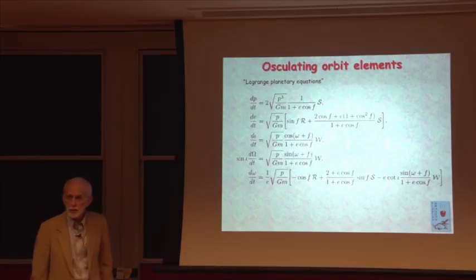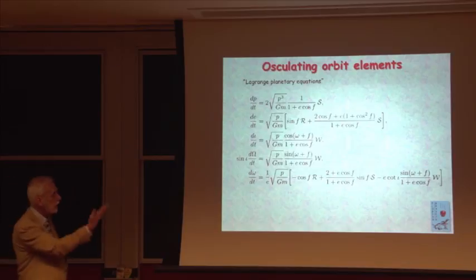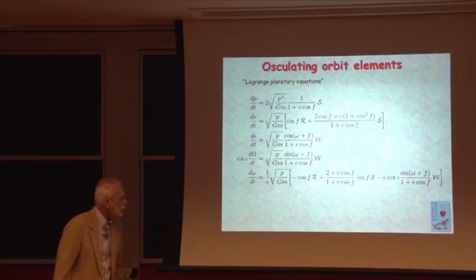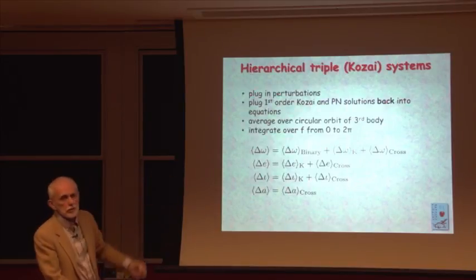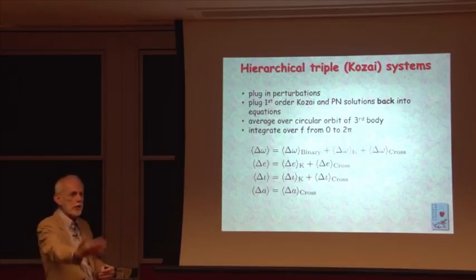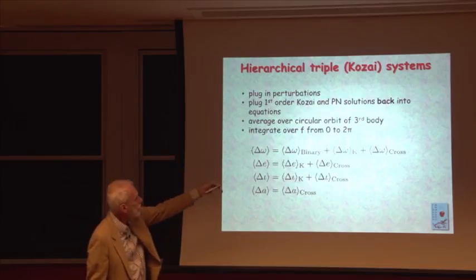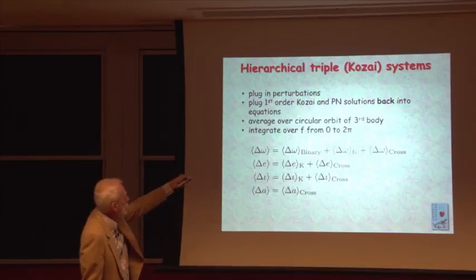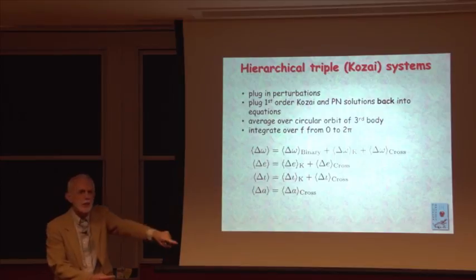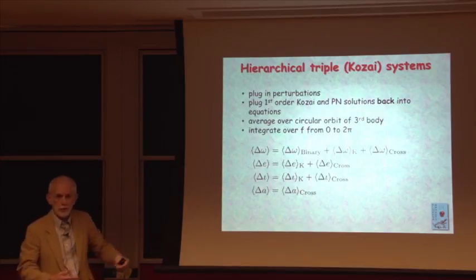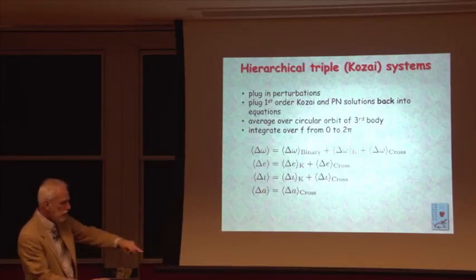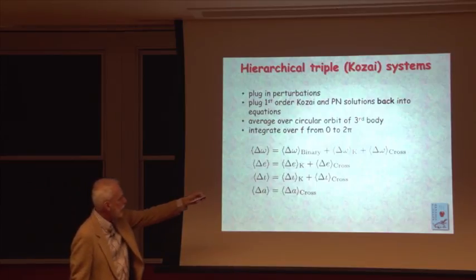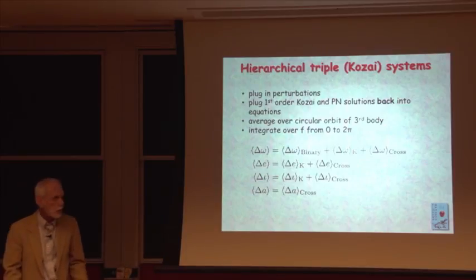You can now solve it using standard orbital perturbation theory. So you write down the planetary equations, take into account all the caveats I've described before. You plug in the perturbations, then solve to first order for both the Kozai terms and the post-Newtonian terms, but then plug them back in because you're really looking for cross-term effects. It's conventional to average over the orbit of the third body, put it into a circular orbit and average over that orbit, although you can embellish that if you wish, if you're looking for more complicated effects. But what I've done is this simple average over a circular third body orbit, and then integrate over the true anomaly from 0 to 2 pi to look for secular effects on the orbit elements.